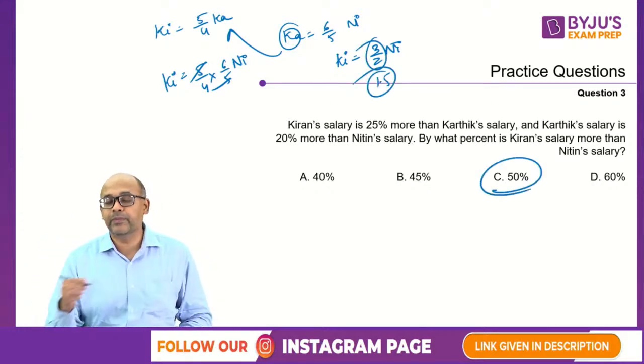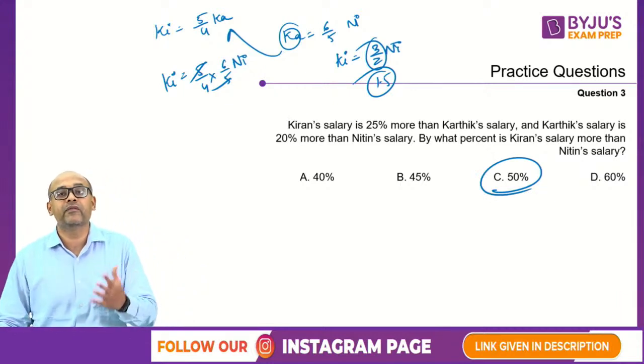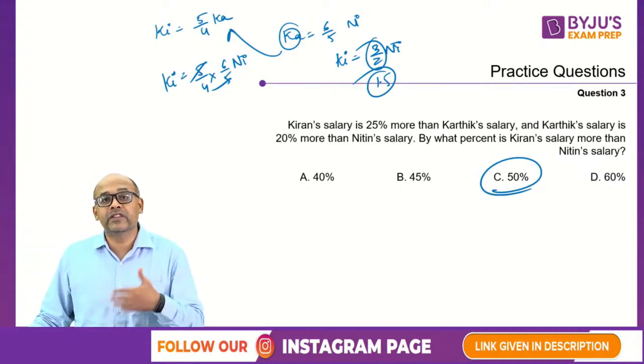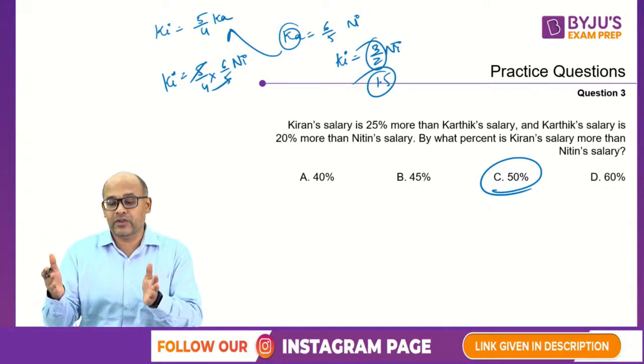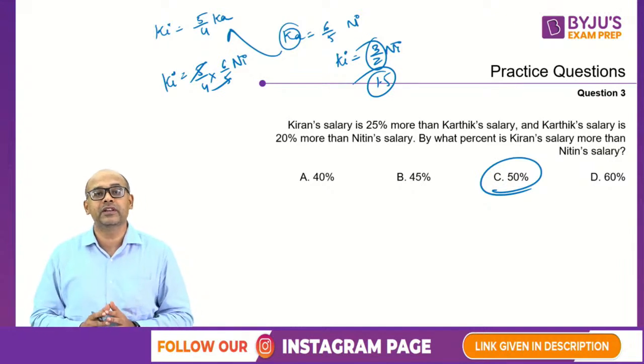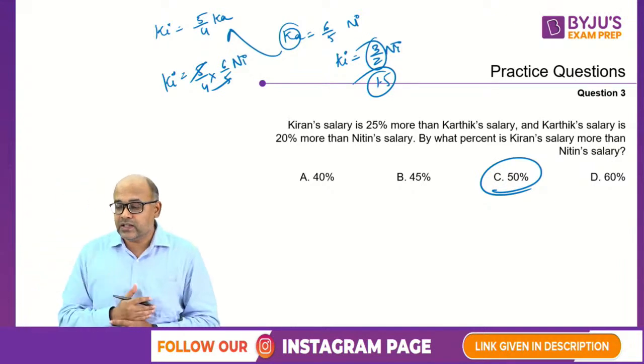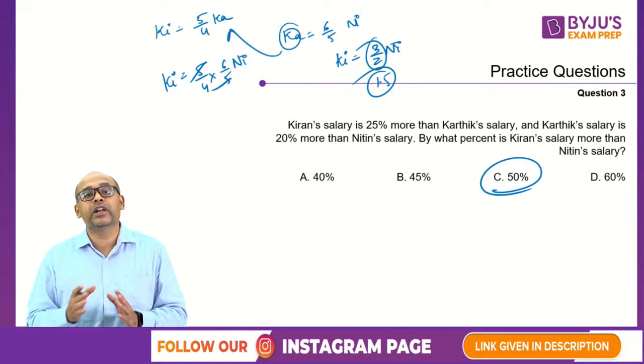1.5 means 50% more. Because 1.5 is a fractional form. So how much more is it? So you always add 1 plus something. So here 1 plus 0.5. So 50% more. Right, so that's your answer. Answer option is C.